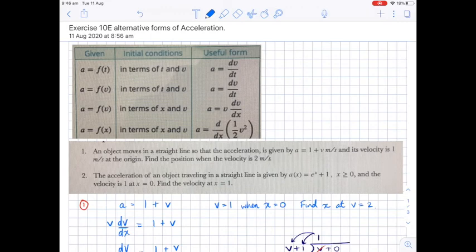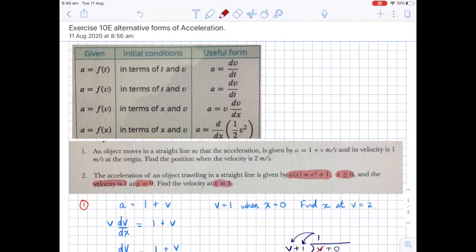Okay, now we're going to look at example 2. The acceleration of an object travelling in a straight line is given by a(x) equals e to the x plus 1, and we know that x is greater than 0, and the velocity is 1 at x equals 0. So find the velocity at x equals 1.